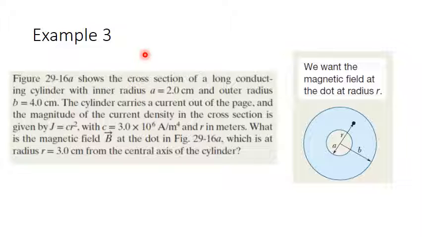As another example on Ampere's law, let us assume that we have a long conducting cylinder with inner radius a and outer radius b. So it is not like a solid wire, it is a hollow cylinder, and it starts from a to b. The cylinder carries the current out of the page.